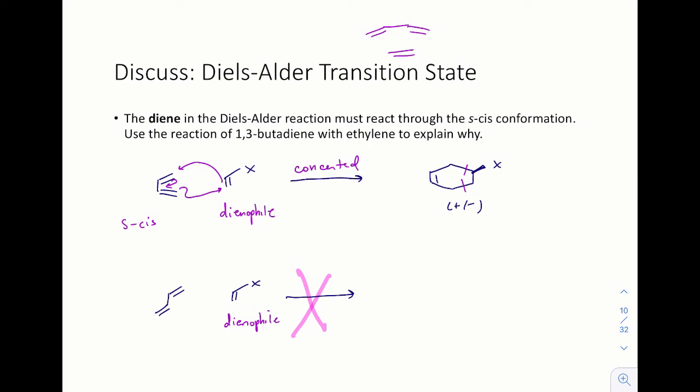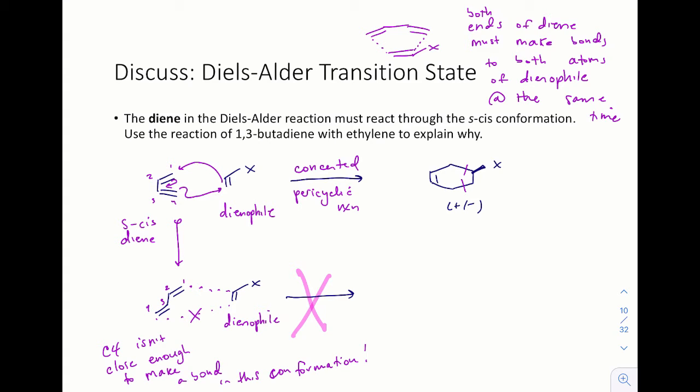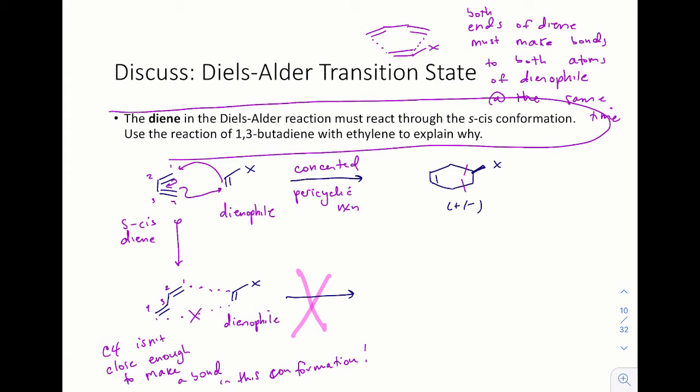I always love drawing out the 3D transition state. Both ends of the diene must make bonds to both carbons of the dienophile at the same time. That's just not possible in the S-trans conformation. Carbon 1 may be able to reach, but carbon 4 is not close enough in space to make that bond. It's not close enough.